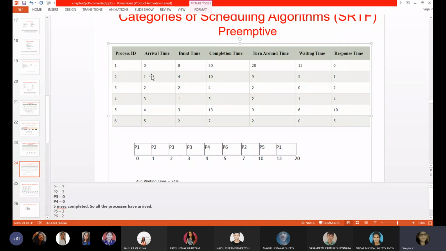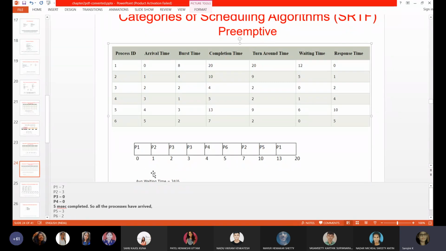Process P2 arrived at 1 millisecond. When did it get its first chance to use the CPU? In 1 millisecond. Process P2 arrived at 1 millisecond, but the execution started, as they have given for the multiprocessing execution, in the 0th millisecond.